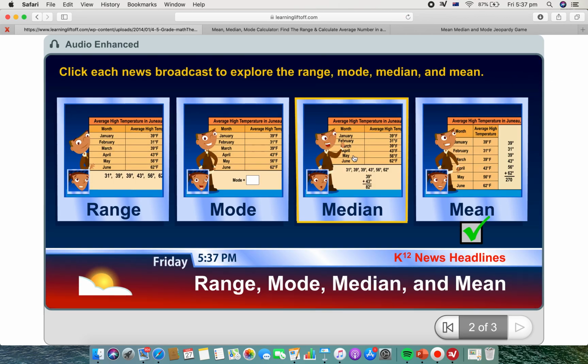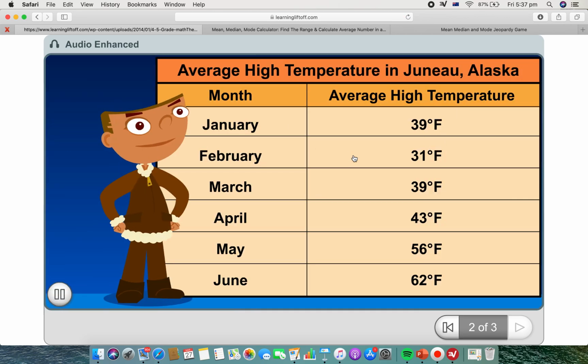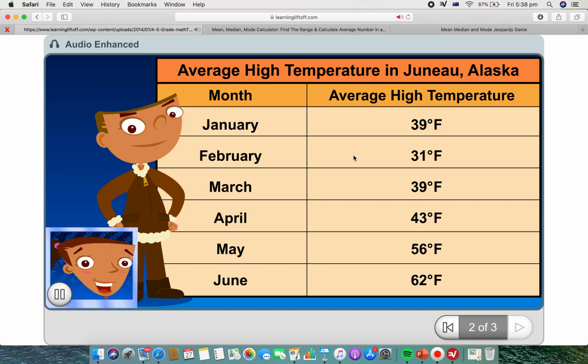Okay, now let's have a look at median. Hello and welcome. Today, we'll be exploring the median of a data set. Alex, explain to the audience what is meant by the median of a data set.